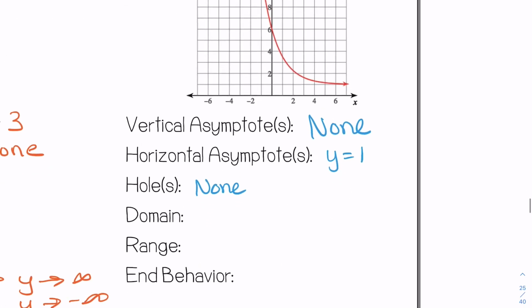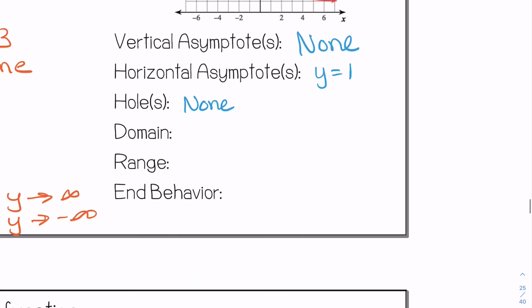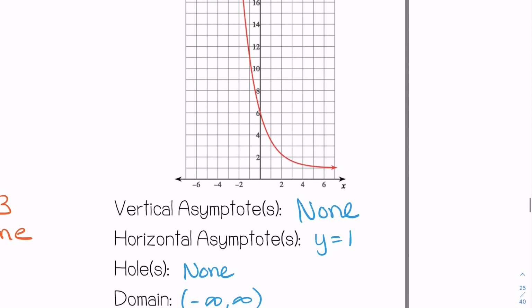The domain is going to be -infinity to infinity. It just goes on forever. The range is going to be from 1 to infinity because your asymptote is right here at 1.